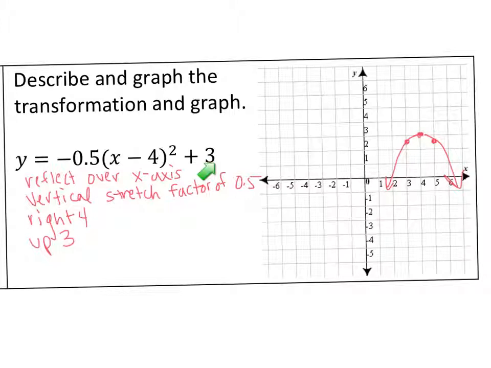So first thing we need to do is plot our first point at 4, 3, and then we can plot the second points by following our reflection and stretch. So we go over 1, down a half. And we can do the same thing on the other side since it is a parabola to get our shape of our new function.